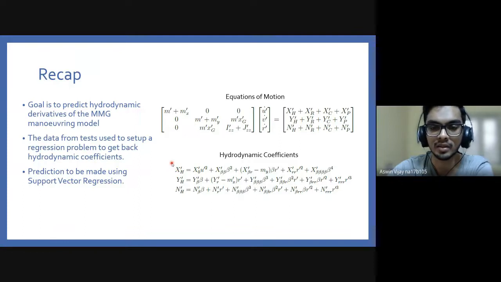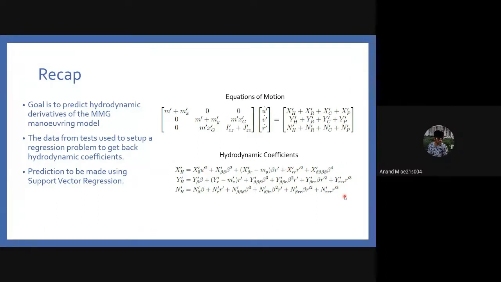Basically, we are trying to model ship maneuvers as perfectly as we can using high order derivatives. Yes. And the problem is finding these high order derivatives. Yeah, I got it. Thank you.